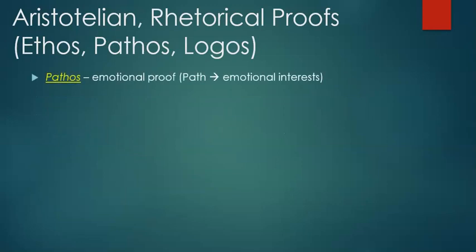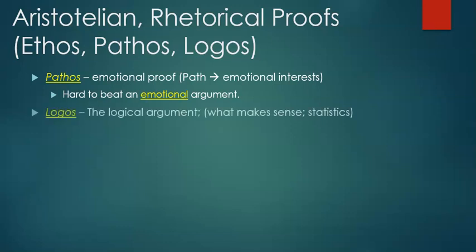That's ethos. Pathos: emotional proofs. Anytime you see path, think of emotional interests. It's hard to beat an emotional argument. When a baby needs something, what does it do? And it's answered and responded to appropriately and effectively.